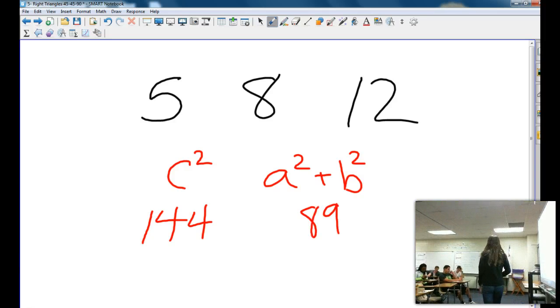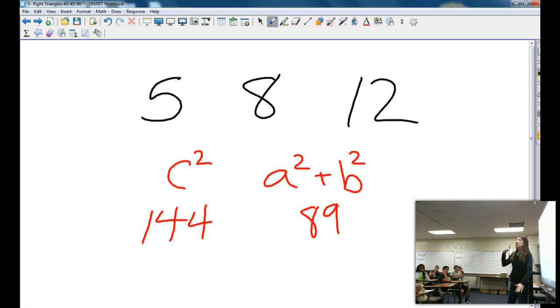So that was step 1. You put c squared first. Remember, you have to write it backwards. And then you put a squared plus b squared. It would be a triangle because 5 plus 8 is 13, and 13 is bigger than 12, so we're okay. It's not the squares, it's the sides. So what do we do now?